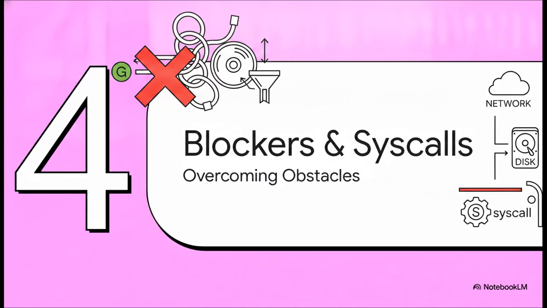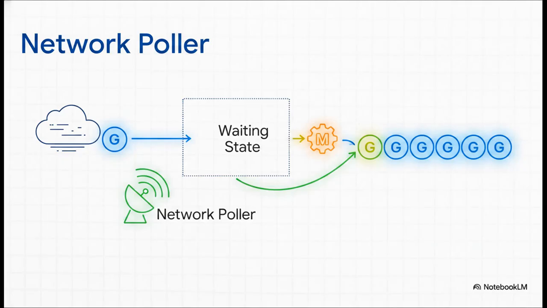Section 4. Handling blockers and syscalls, overcoming systemic obstacles. And this brilliantly illustrates how Go handles real-world bottlenecks. Our Go routine is running smoothly, sure, but software has to talk to the network and the disk, right? So how does Go bypass network blocking? It uses a dedicated network poller integrated with OS-specific APIs, like Linux's epoll.